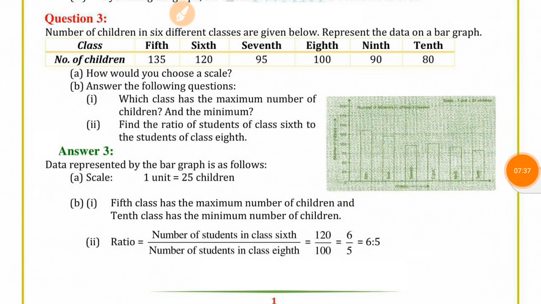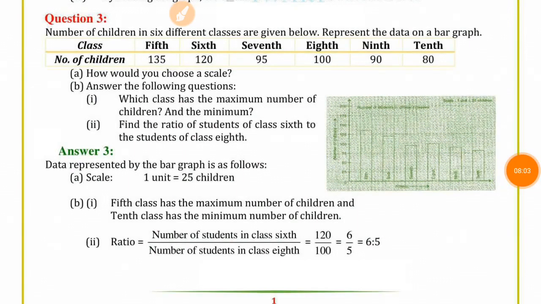Then a question. How would you choose a scale? Answer the following questions. Which class has the maximum number of children and the minimum? And find the ratio of the students of class 6th to class 8th.